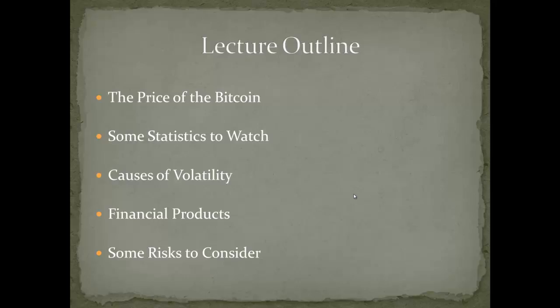We discussed volatility and some of the causes of it, specifically thin markets versus thick markets, and the fact that we don't have financial products to go ahead and manage risk at this venture. So the Bitcoin market is anticipated to be highly volatile. And then we also discussed a great deal of risks.